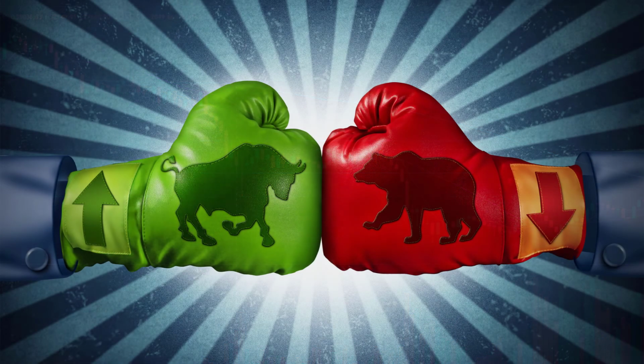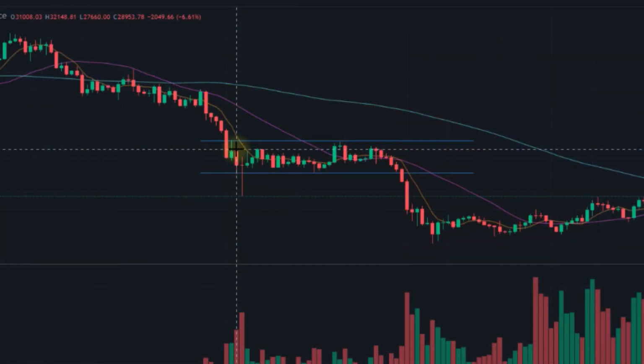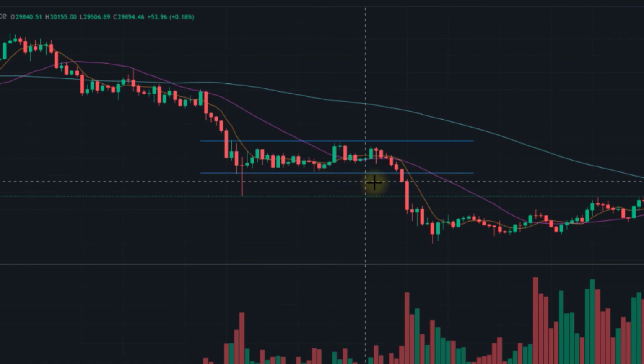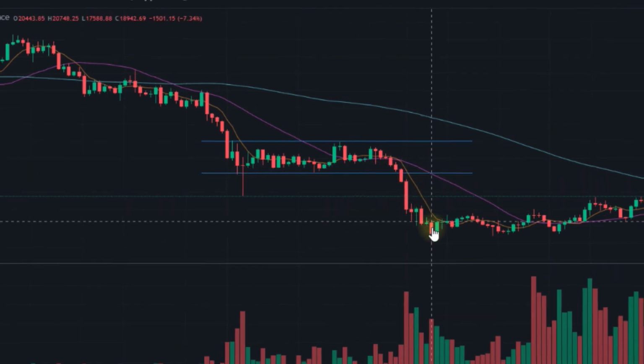It means that the bulls and the bears are fighting each other, but nobody's winning. So it's just kind of a stagnant up and down until such time as something happens and they break the support or they break the resistance. In this particular case, they broke the support and it went further down.